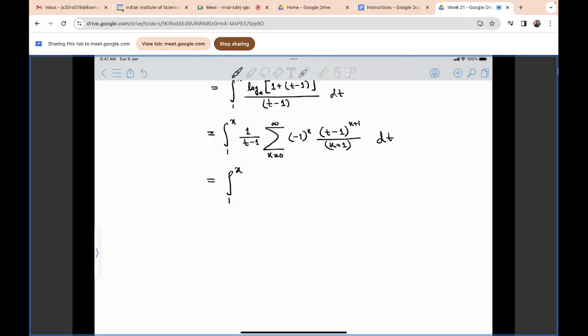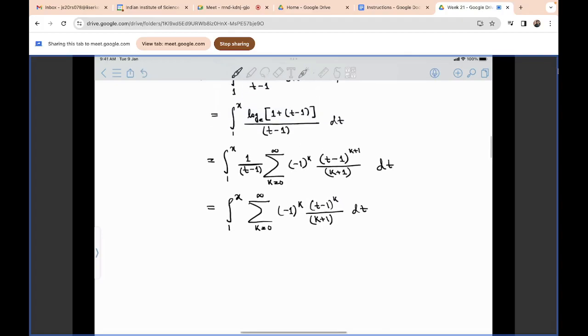So from 1 to x, dividing by (t minus 1), what you get is the summation k equals 0 to infinity of minus 1 to the power k, (t minus 1) to the power k by (k plus 1), dt. Okay, so we'll get this.